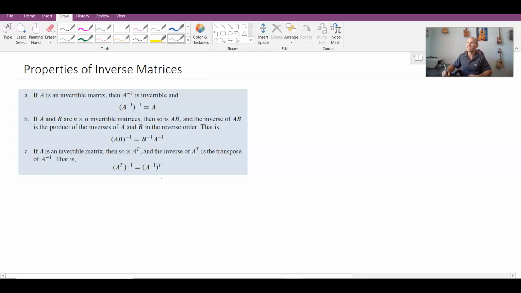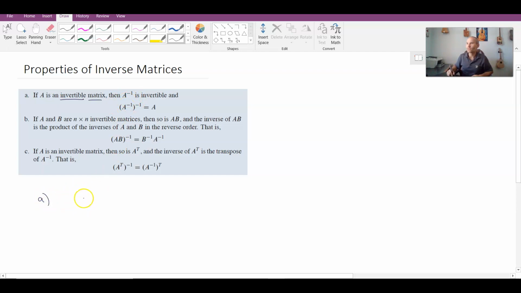So if A is an invertible matrix, so notice here that we are making the assumption that the matrix we're dealing with is invertible. If it's not, then this property will not apply. Then A inverse is invertible, and A inverse inverse equals A. Okay, so that just sort of means that the inverse of the inverse is A. Well, let's go ahead and see if we can show that.